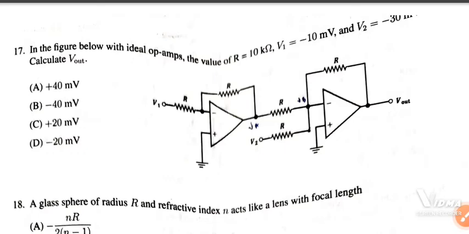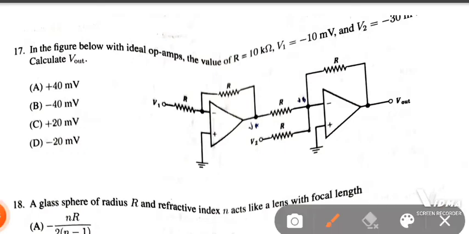Okay, so this is question number 17. In the figure below with ideal op amps, the values of R, V1 and V2 are given. You need to calculate the V output. So what we'll do here is apply nodal analysis at this point and at this point.